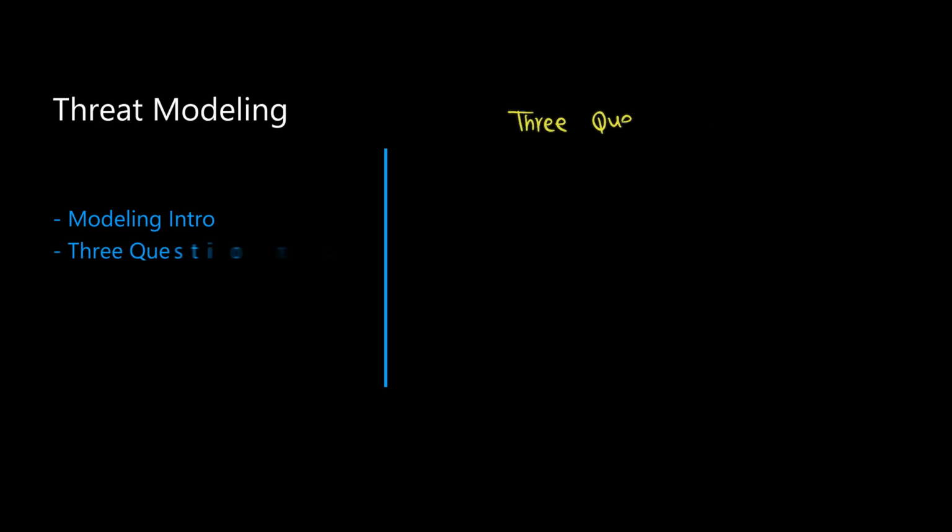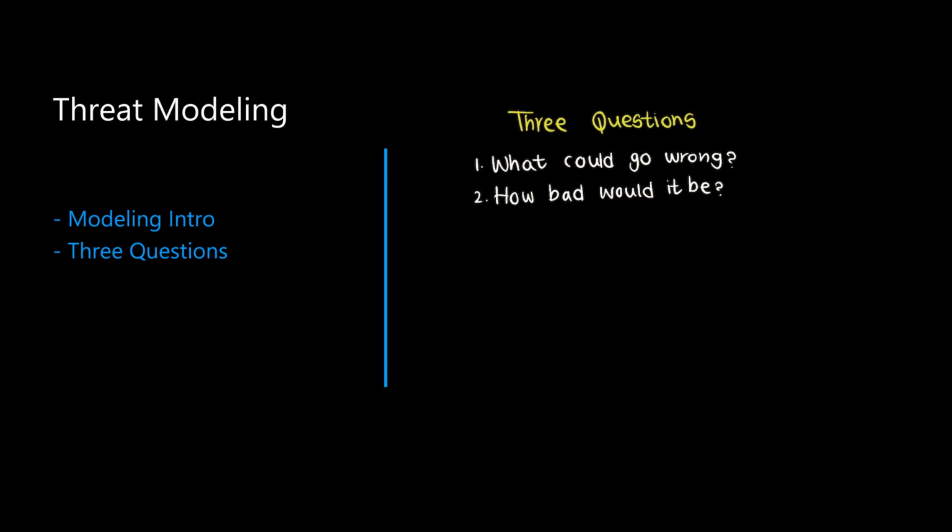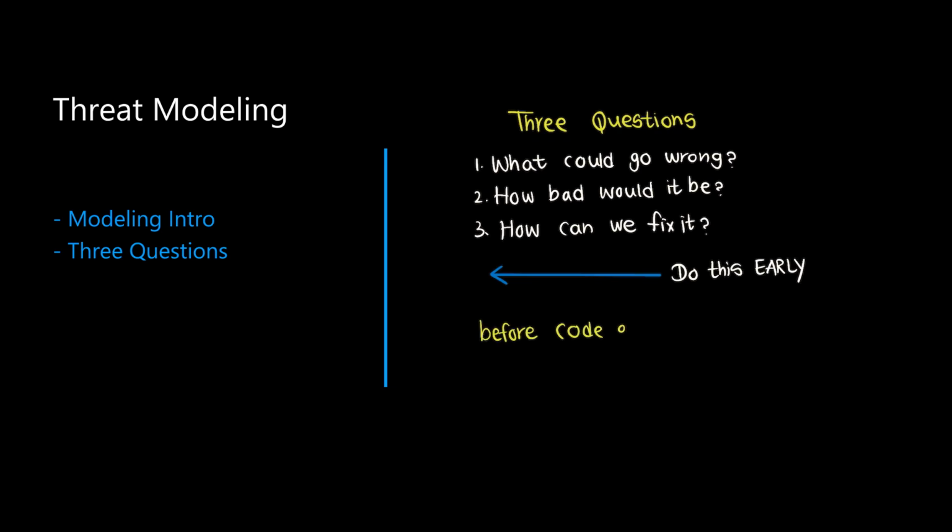The idea behind threat modeling is straightforward, even if the execution is hard. You're trying to answer three questions. What could go wrong? How bad would it be? How can we fix it? When done correctly, this process happens early in the project lifecycle, before code gets written. Finding design flaws at this stage saves enormous amounts of time and money compared to finding them after deployment.